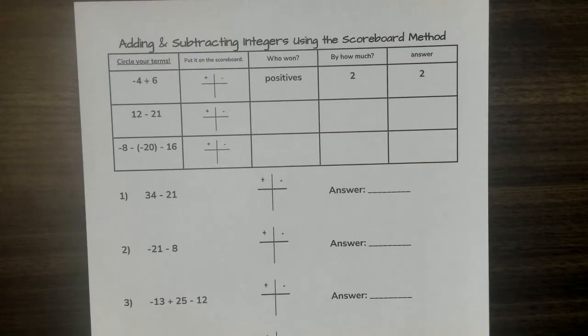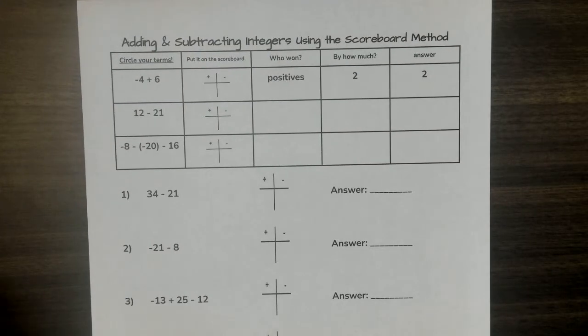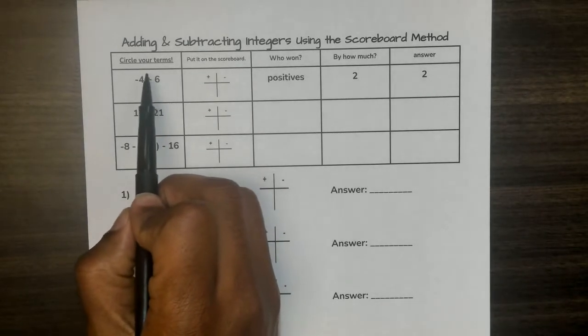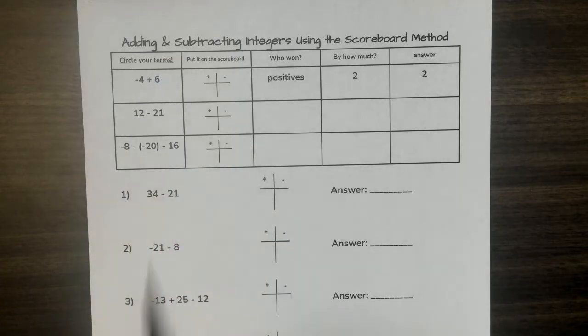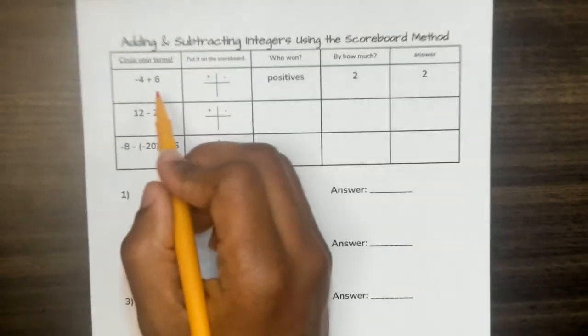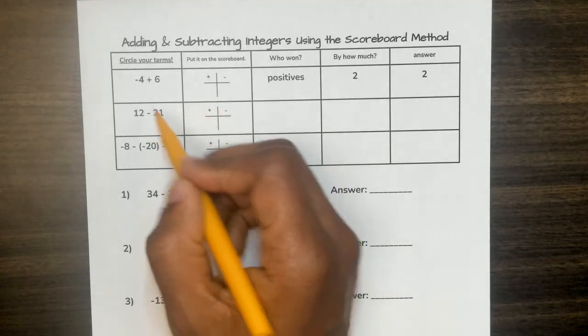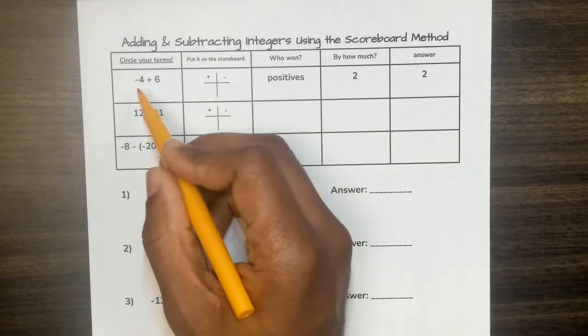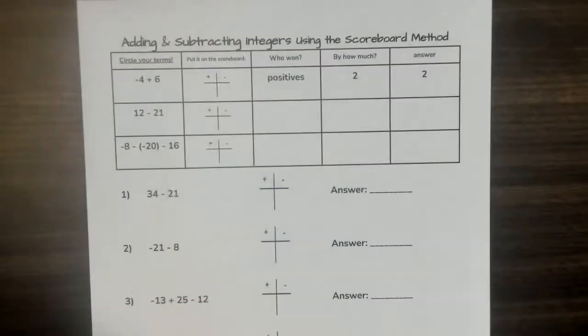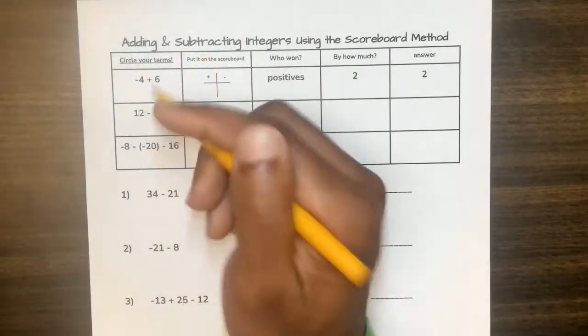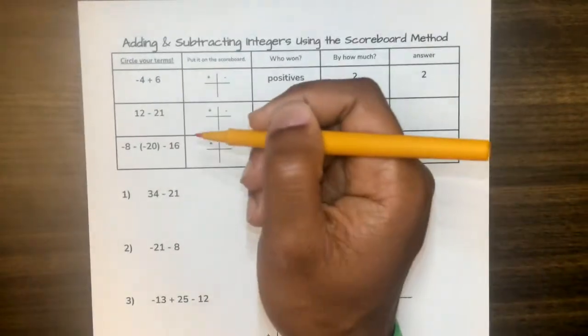Our steps to use this method are going to be very similar to what we did with the previous method of the number line and the counters. The first thing we want to do is circle our terms. Remember, terms are just the numbers in the expression that we are doing the integers with. Whatever integers we're adding or subtracting, these are called terms. Before we perform any type of operation, any type of movement, we want to circle our terms.